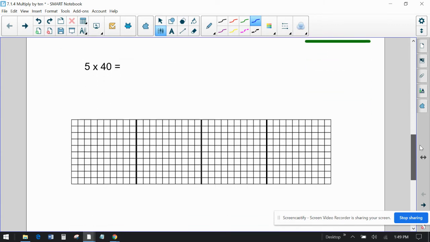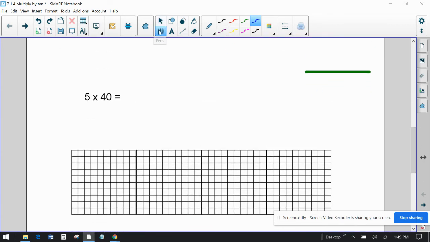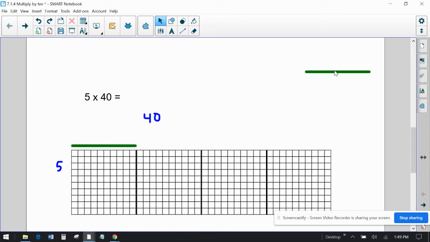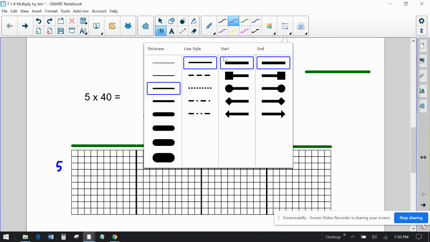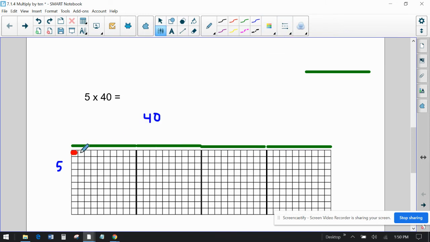We have, I'll do this last example here. So if we do 5 times 40, we know we're going to have to do 5 here. We're going to have to do 40 across. So let's, it's not grabbing it for some reason. There we go. There's 10 across, 20, 30, 40, and we could fill it in. And I'm going to stretch each one of these all the way across.